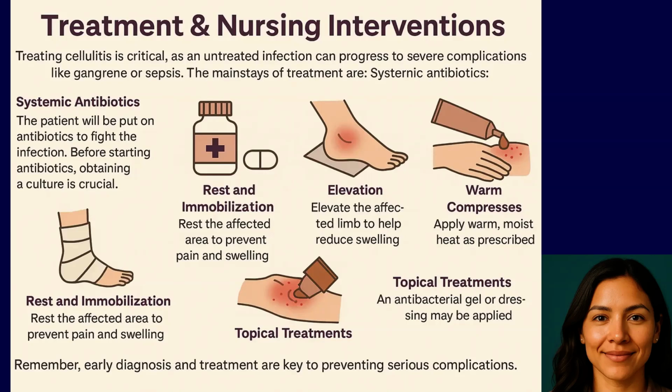As nurses, our interventions focus on promoting comfort and healing. Rest and immobilization. The affected area should be rested to prevent further pain and swelling. Elevation. Elevate the affected limb to help reduce swelling. Warm compresses. Applying warm, moist heat as prescribed can help enhance blood flow to the area and reduce pain, redness, and swelling. Topical treatments. We may also apply antibacterial dressings or gels to prevent further infection. Remember, early diagnosis and treatment are key to preventing serious complications. As a nursing student, knowing these signs and symptoms and how to intervene is essential for your patient's safety.